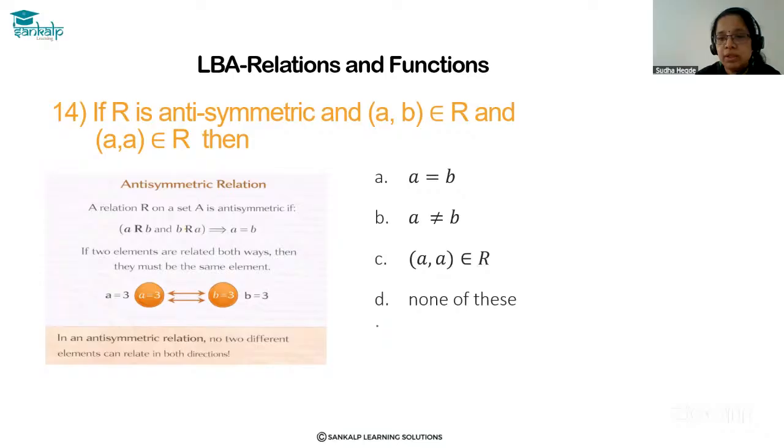What's the definition of symmetric? (a, b) belongs to R implies (b, a) belongs to R. That's the definition of symmetry. If you add one more condition along with this, actually (a, b) and (b, a) should be there in R.